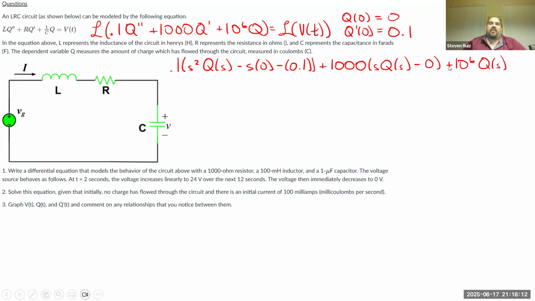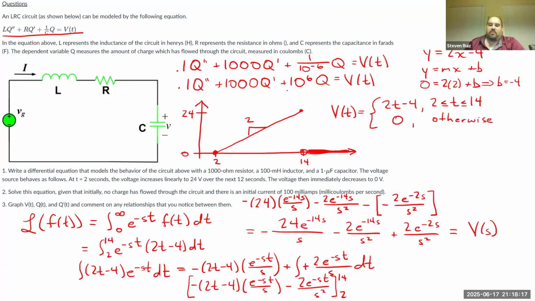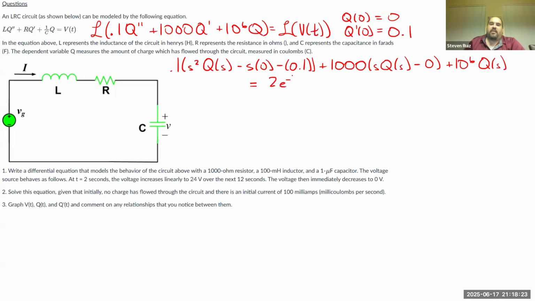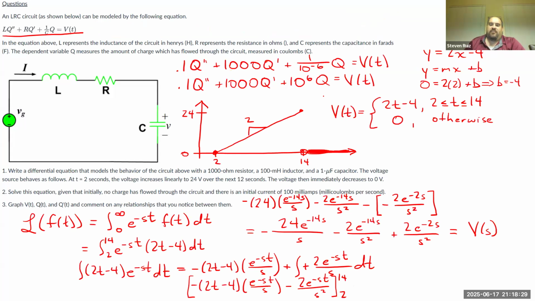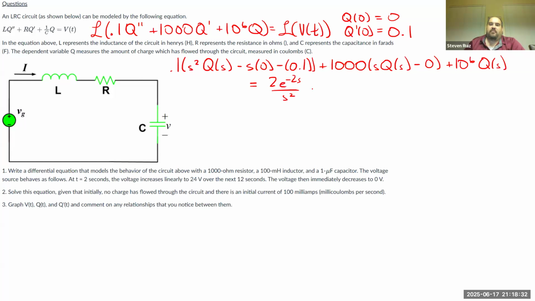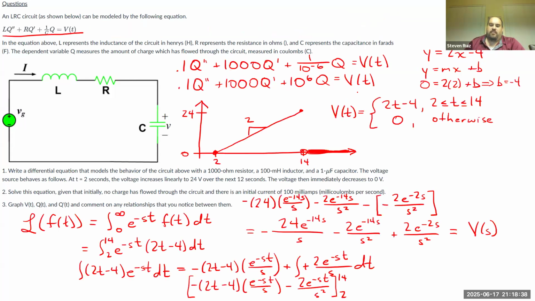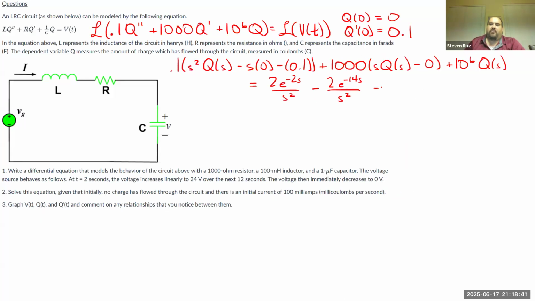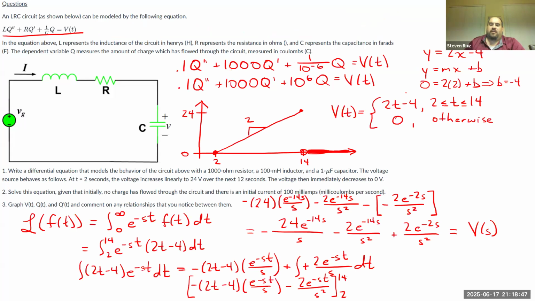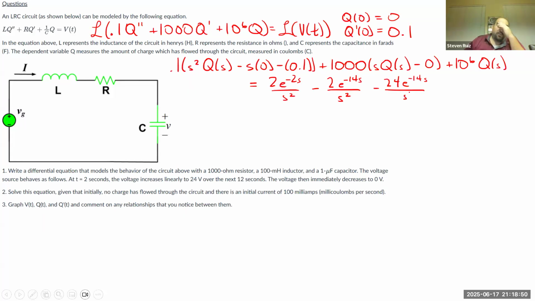Okay, so that is all the left-hand side of the equation, and this equals what? This equals whatever we said the Laplace transform of our voltage source was. So 2e to the negative 2s over s squared, minus 2e to the negative 14s over s squared, minus 24e to the negative 14s over s. Okay, so this long thing here is our Laplace transform.